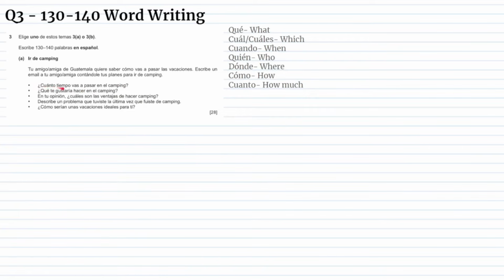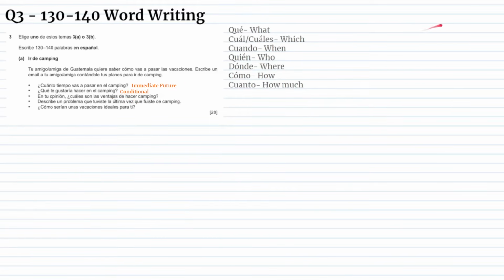So we see ¿Cuánto tiempo vas a pasar en el camping? Vas right here tells us immediate future. ¿Qué te gustaría hacer en el camping? Gustaría, that's a conditional. En tu opinión, ¿cuáles son las ventajas de hacer camping? So this is the key question right here. Like I said, an opinionated question. That's really what you're going to base this writing on. So it's asking us what are las ventajas. So I suggest you make a list of the 3 advantages. And just for extra detail, I am going to add one disadvantage, and that also will allow us to kind of connect into this better.